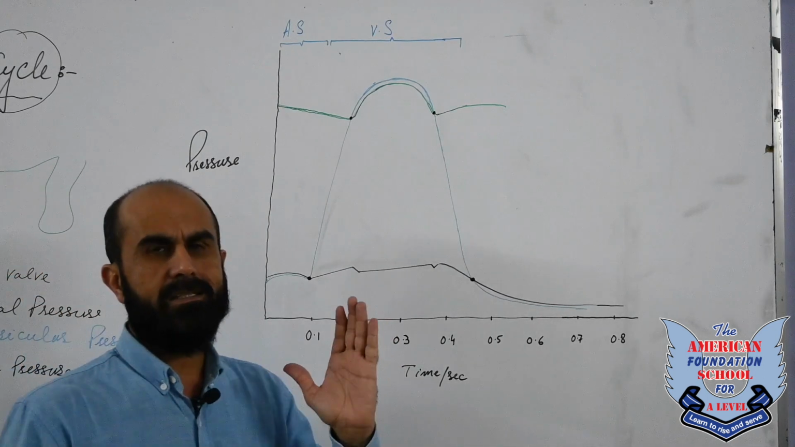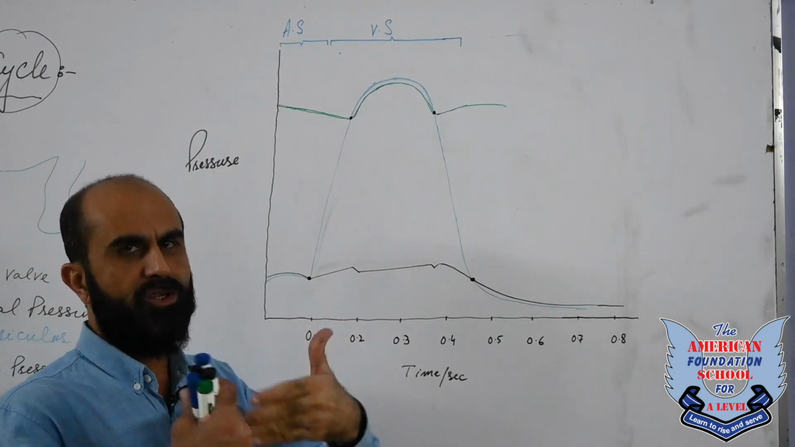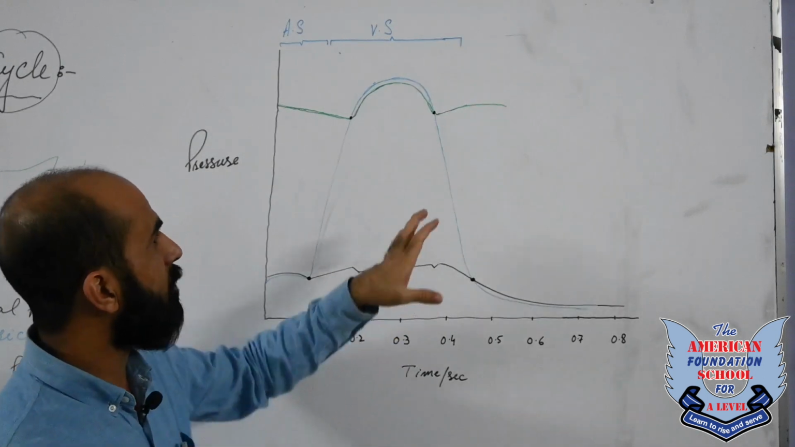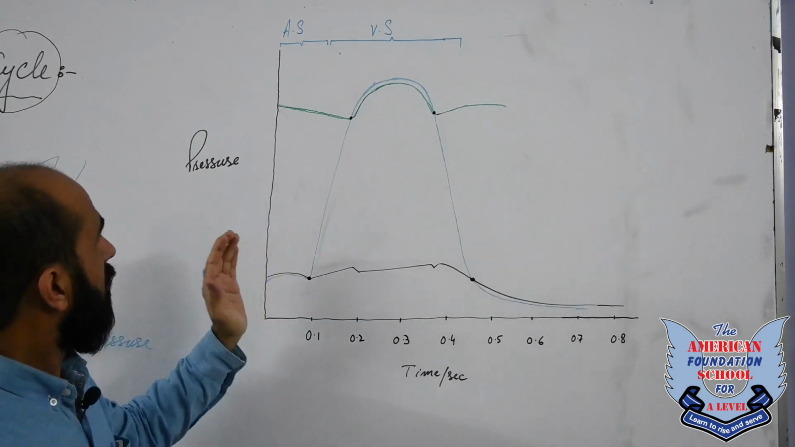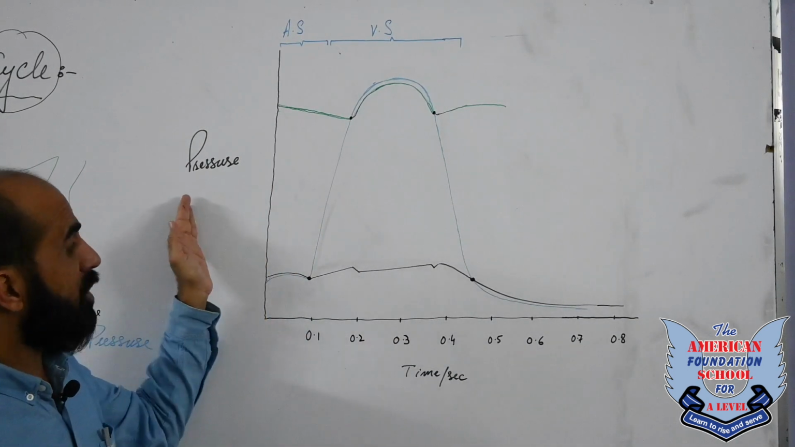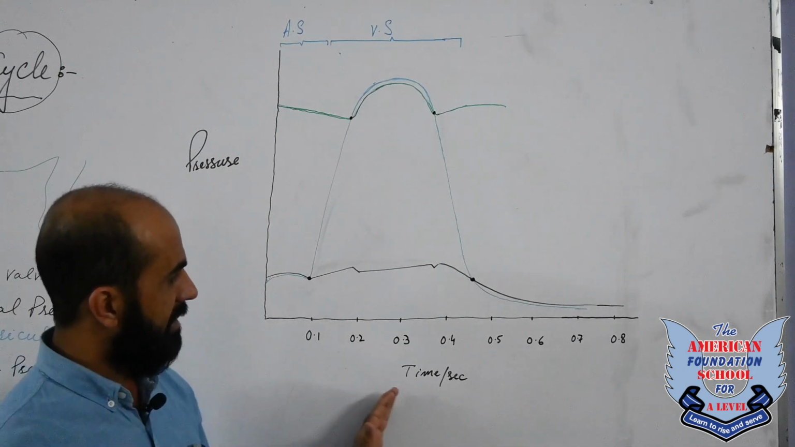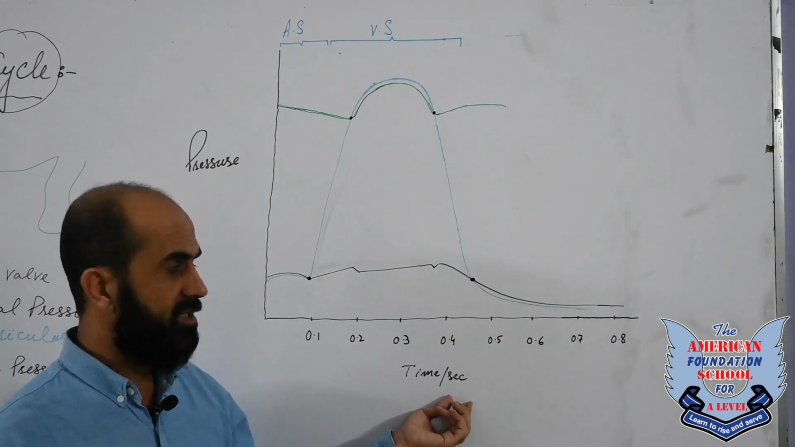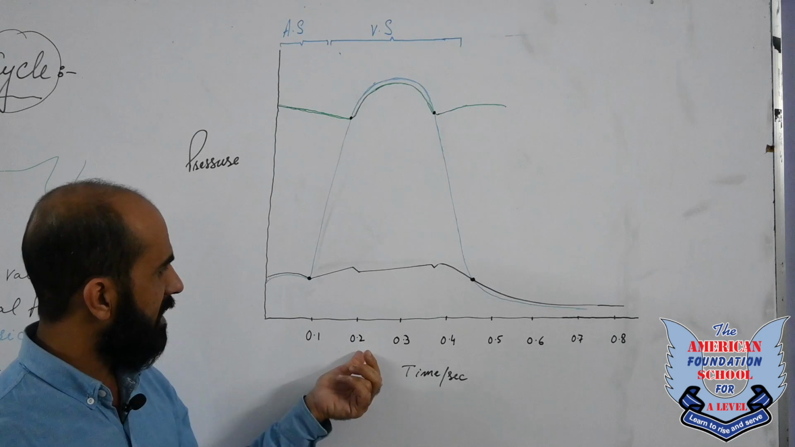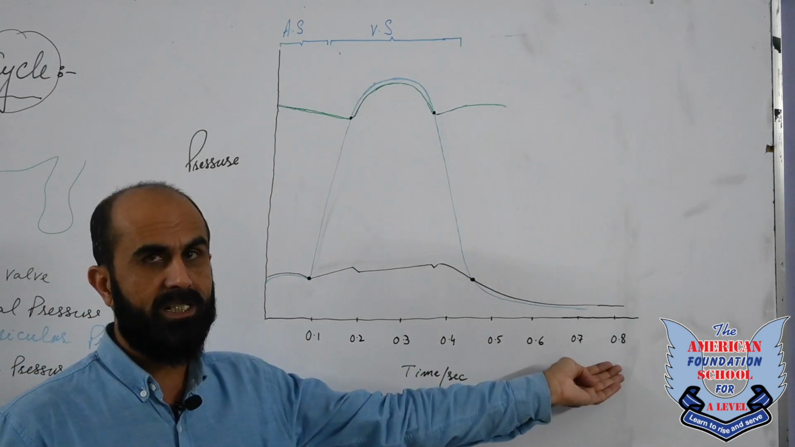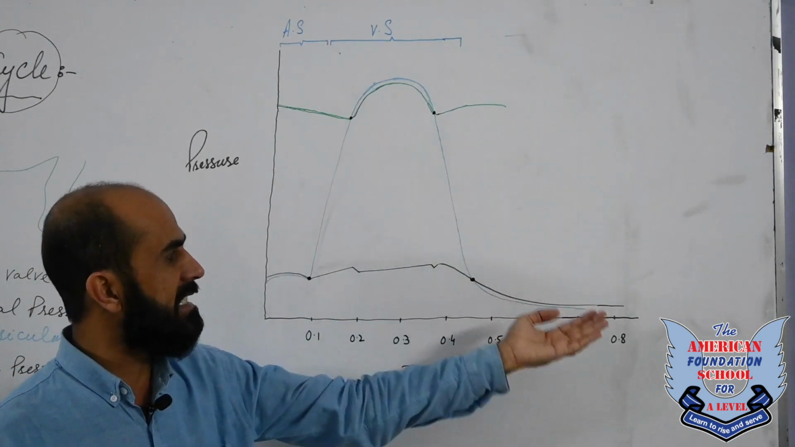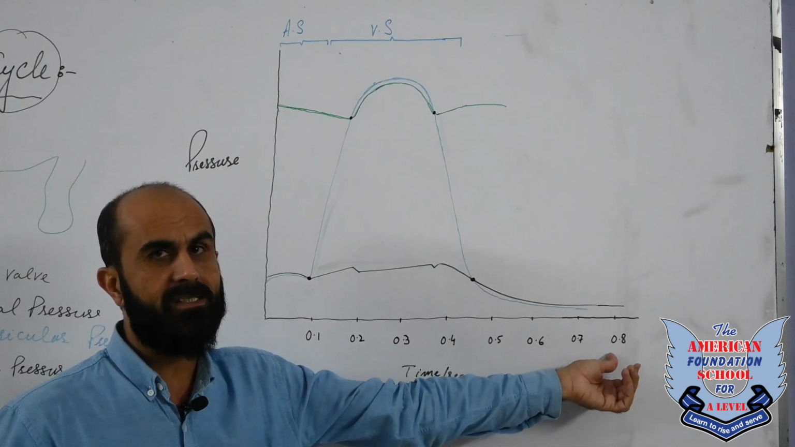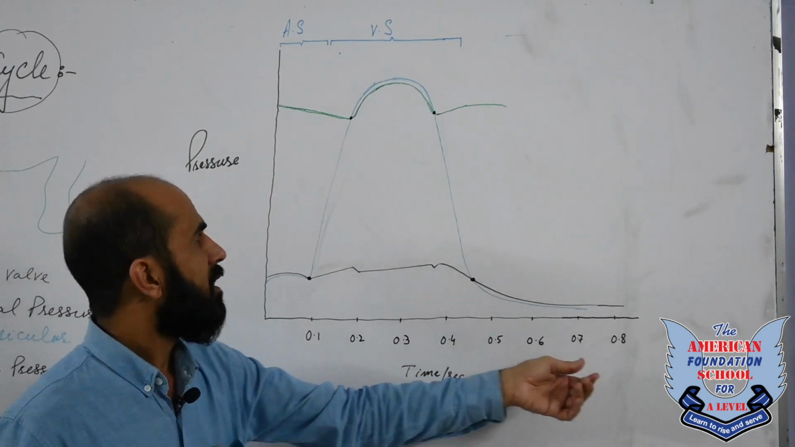So we can discuss now these pressure changes. We can explain this with the help of this graph. On the y-axis we have pressure, and on the x-axis we have time in seconds. So it's 0.1 second, 0.2 and so on till 0.8 seconds. One heartbeat is completing in 0.8 seconds for this person.